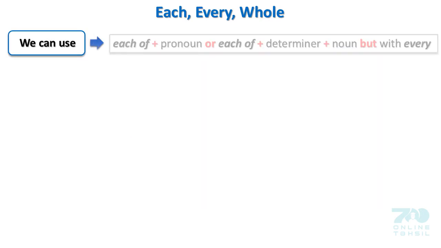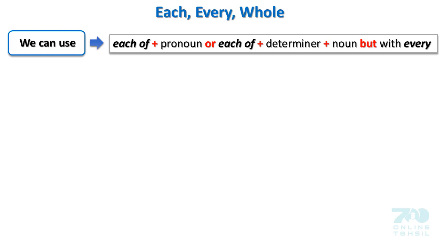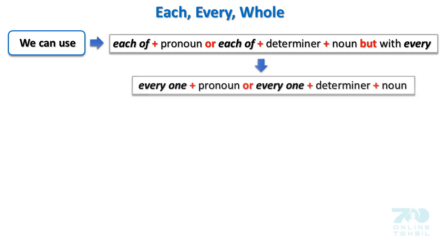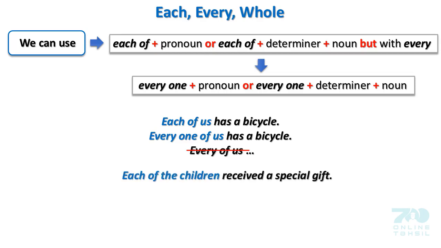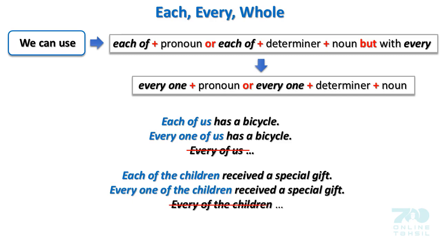We can use each of plus pronoun or each of plus determiner plus noun, but with every we must use every one plus pronoun or every one plus determiner plus noun. Each of us has a bicycle. Every one of us has a bicycle. Not every of us. Each of the children received a special gift. Every one of the children received a special gift. Not every of the children.